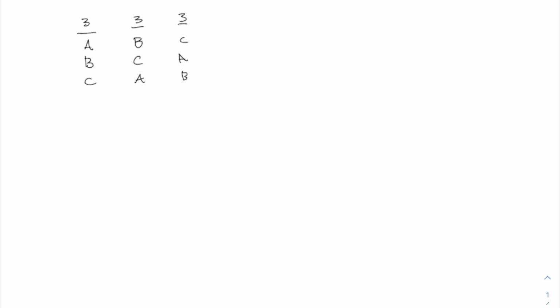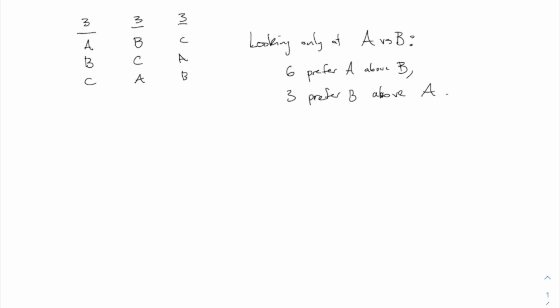But if I just look at 2 candidates at once, looking only at A versus B, the people in the first column like A better, the people in the second column like B better, and the people in the third column like A better. So actually that would be 6 people total who like A more than B, and only 3 who like B more than A. You have to look carefully at this, but looking only at A versus B, 6 prefer A above B, but only 3 prefer B above A. And so overall, on the whole, taking them all together, they like A more than B. This is what we decided last time.